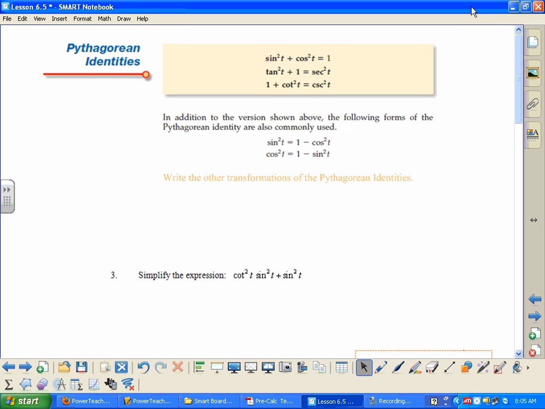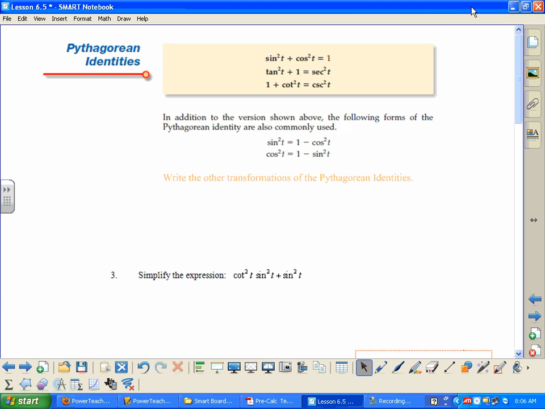Okay, the Pythagorean identities. These are all associated with, obviously, the Pythagorean theorem. We have sine squared t plus cosine squared t equals 1. And then tangent squared t plus 1 equals secant squared t. And 1 plus cotangent squared t equals cosecant squared t.